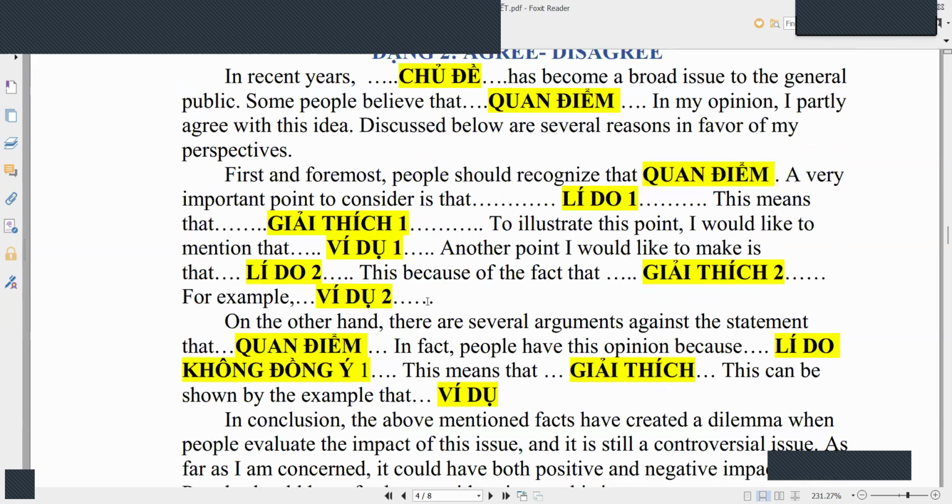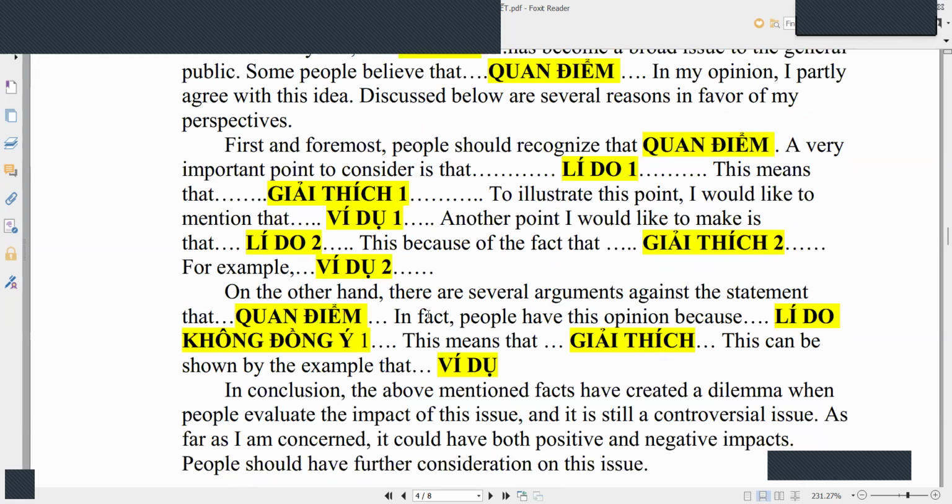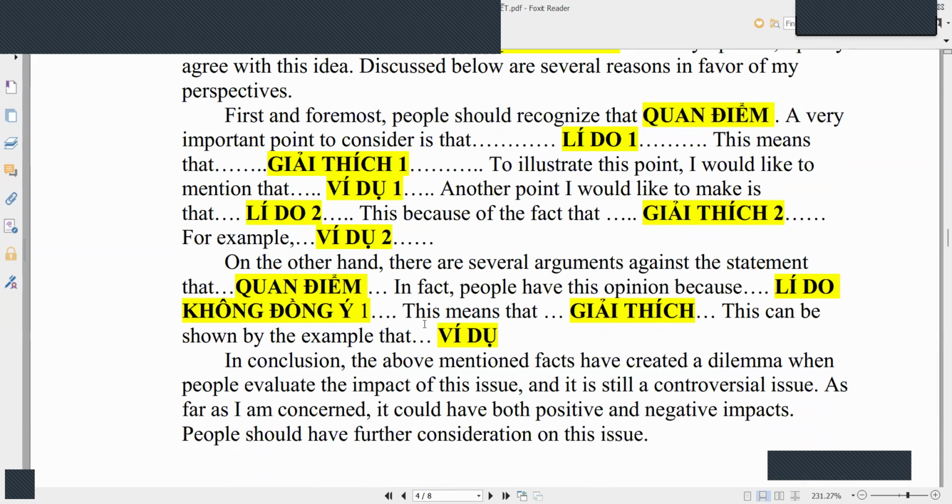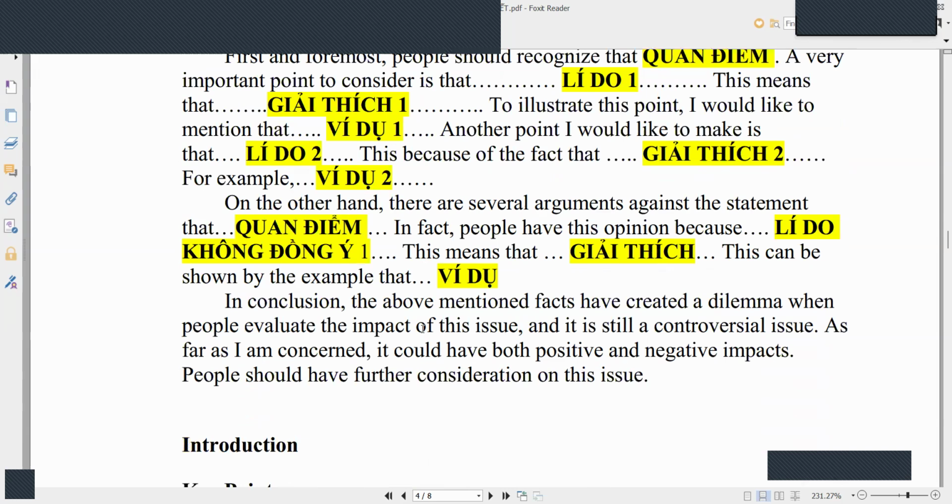First and foremost, people should recognize that quan điểm. A very important point to consider is that lý do một. This means that giải thích một. To illustrate this point, I would like to mention that ví dụ một. Another point I would like to make is that lý do hai. This is because of the fact that giải thích hai. For example, ví dụ hai.